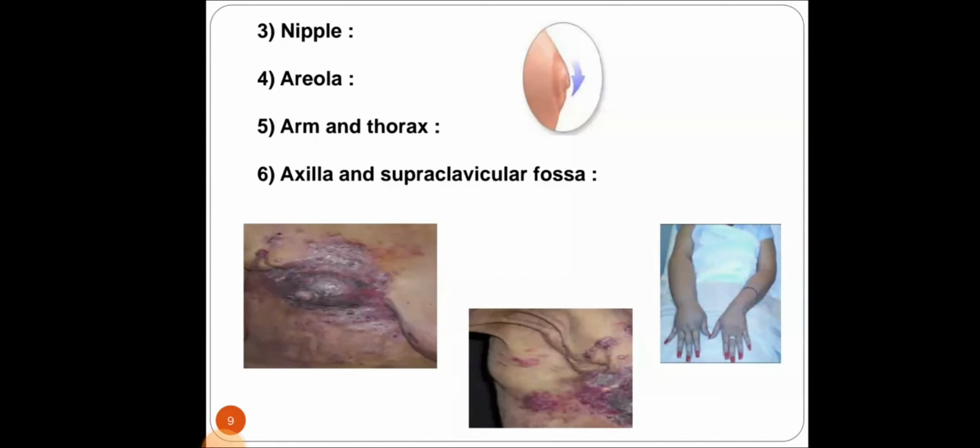Similarly, the lymphatic system, that is the axilla and supraclavicular fossa mainly, has to be checked for lymph nodes. Is there any swelling or any enlarged lymph node in the axillary region or supraclavicular fossa? That also has to be seen. So these are the main points we have to see in inspection: the breast as a whole, any swelling over the breast, which has to be examined in detail, then the nipple, areola, arm and thorax, axilla and the supraclavicular fossa. So that is the inspection.